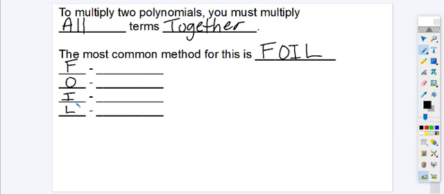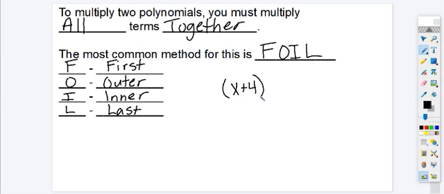But the FOIL method tells us that if we're multiplying polynomials, specifically binomials is when FOIL works the best, then you can multiply things in this order: the first, then the outer, then the inner, and then the last. So what that means is if you had something like x plus 4 times x plus 2, then you would multiply the first 2 terms first.